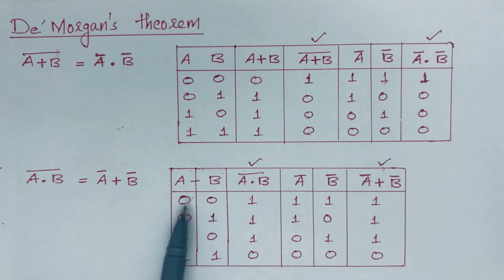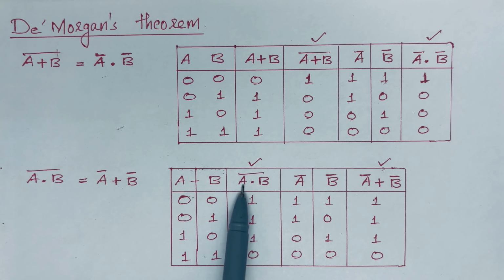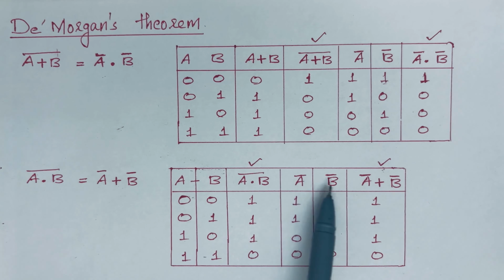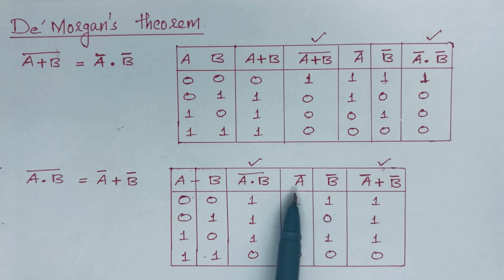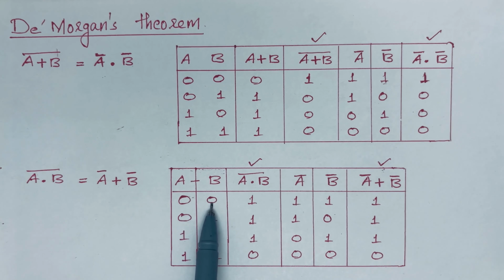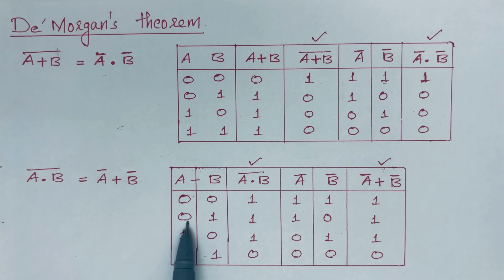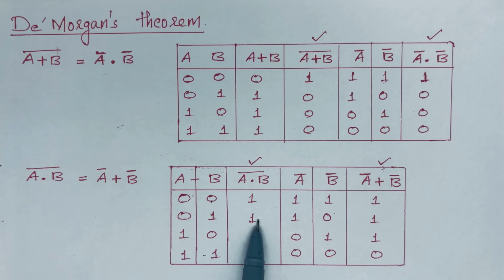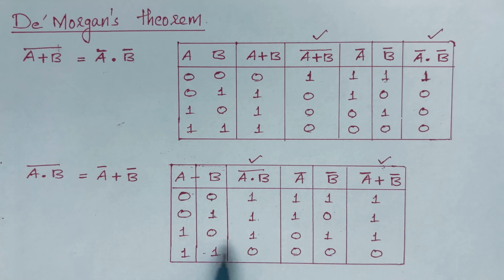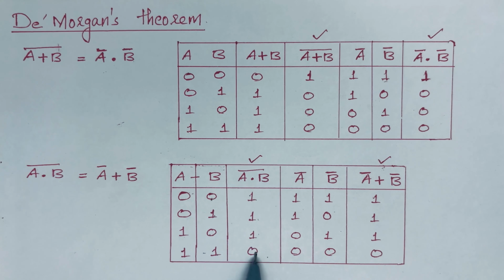Again two variables only, 0, 0, 0, 1, 1, 0, 1, 1. For the LHS part, it should be A dot B the whole bar. Then for the RHS part, A bar, B bar. Then we need to add these two, A bar plus B bar. So what is A dot B the whole bar? Multiplication and then complement. So 0 into 0, 0, 0 complement 1. 0 into 1, 0, 0 complement 1. 1 into 0, 0, 0 complement 1. 1 into 1, 1, 1 complement 0. This is the LHS part.